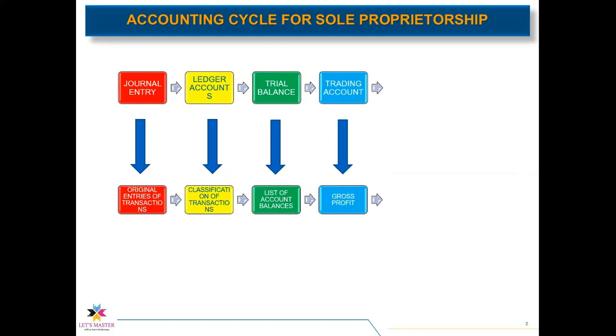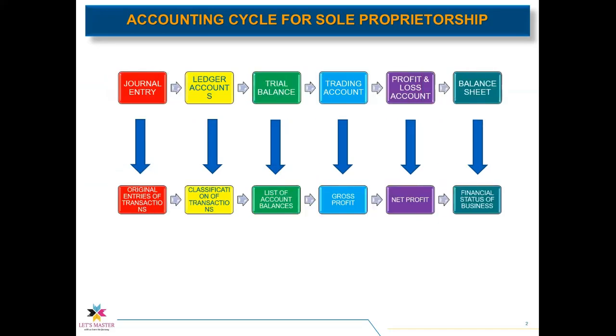Using the trial balance, we prepare the trading account, which discloses the gross profit. Then we prepare the profit and loss account, which helps us ascertain the net profit earned by the business. And finally, we prepare the balance sheet, which shows the financial status of the business. So this is the high-level accounting cycle for a sole proprietorship, which we have already studied in 11th standard. Now, we will compare the accounting cycle for a partnership firm.